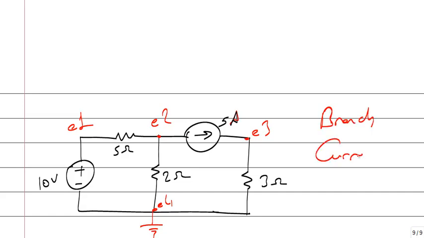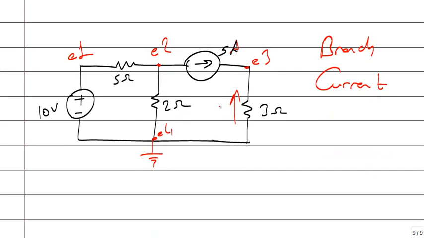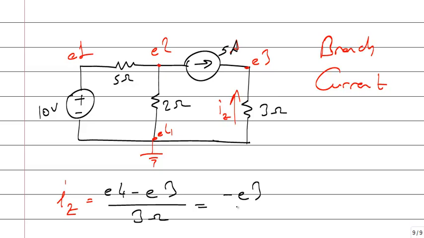Branch current. I assume the branch current of the 3 ohm in that direction. Let me say IZ. What's IZ? You will say the difference of node voltages, E4 minus E3, divided by 3 ohm. E4 is 0, so it is minus E3 divided by 3 ohm.